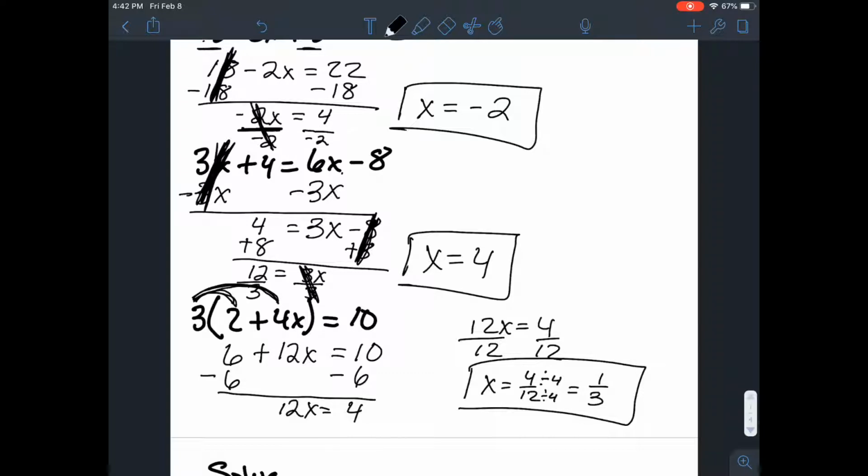Now, if you don't know how to do that, or if that is really confusing, your calculator can simplify fractions for you. Watch my other videos on using a calculator to simplify fractions, and that'll show you how to do that.